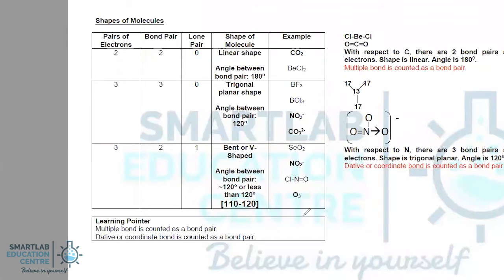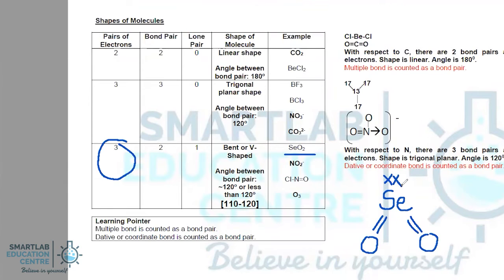The first example we're going to cover is when there are 3 electron pairs, say for example SeO2. So in the case of SeO2, there's the structural formula. And selenium, given that it's group 16, has 6 valence electrons. So selenium would have 1 lone pair. When chemically bonded with oxygen, you will have 2 bond pairs.